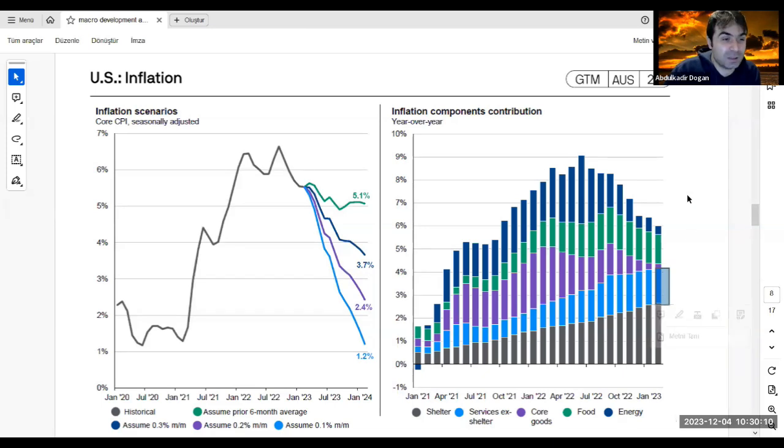Any type of services, prices are a little bit sticky. For instance, let's say Dr. Walchin gets an increase in their wage because of the inflation. Let's say 5%. After the inflation goes down, nobody will ask Dr. Walchin, because inflation is decreasing, let's decrease your wage. No, this is not the way in the employment market. Even if the inflation decreases, your wage will still be high. For that reason, services prices will still be high.